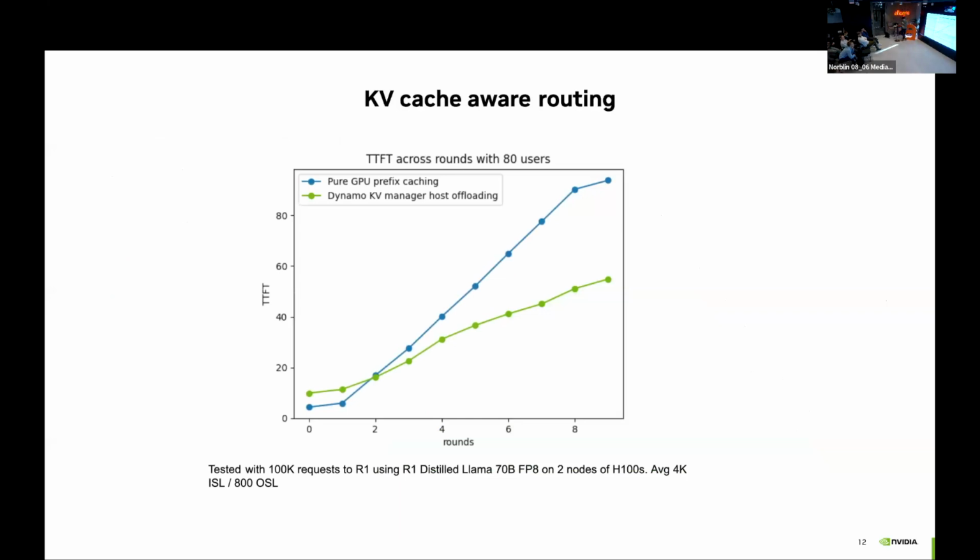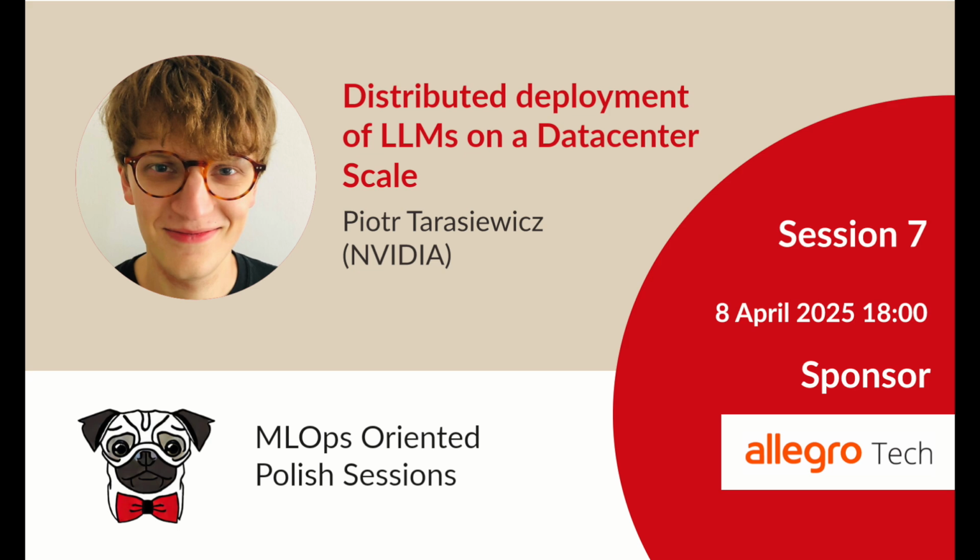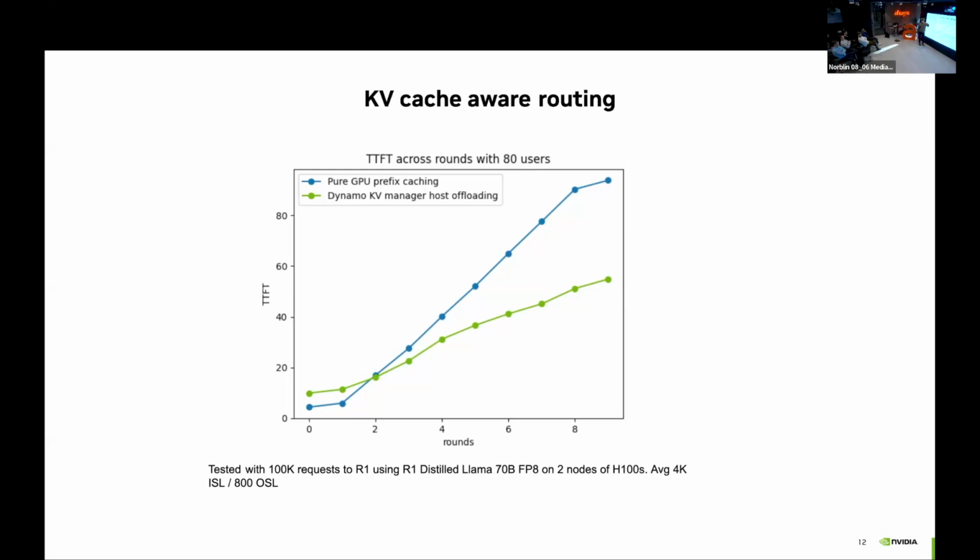Okay, so we also did some similar experiments. Here we tested multi-turn chat, and we always use the GPU prefix caching, but one with host offloading and one without. We can see that if we use only the GPU, for the first few turns, the first few messages that the user sends to the model, we will be faster because reading from GPU memory will be faster.